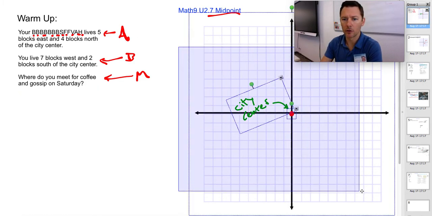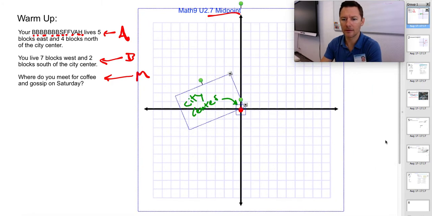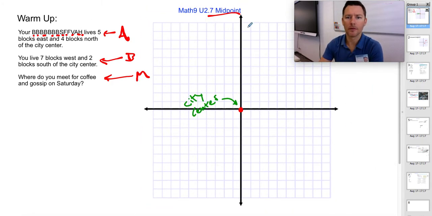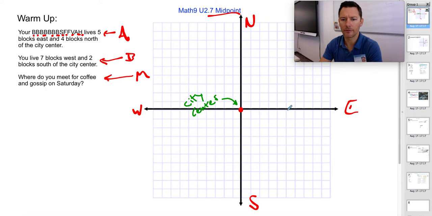All right. So if we were to plot these points, this is north, this would be south, this would be east, this is west, right? So 5 blocks east, 1, 2, 3, 4, 5, and 4, 1, 2, 3, 4. So 5, 4, and 7, 1, 2, 3, 4, 5, 6, 7, and 2. So this is -7, -2.